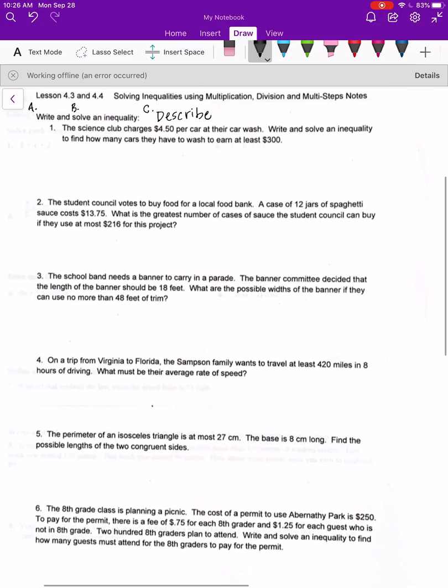So here we go. Number 1, the Science Club charges $4.50 per car at their car wash. Write and solve an inequality to find how many cars they have to wash to earn at least $300. So I always underline, and it usually gives me my variable. It says how many cars, so car is my x, my variable. So $4.50 per means multiplication, and there's my car. So $4.50 times x at their car wash, and they want to earn at least $300.